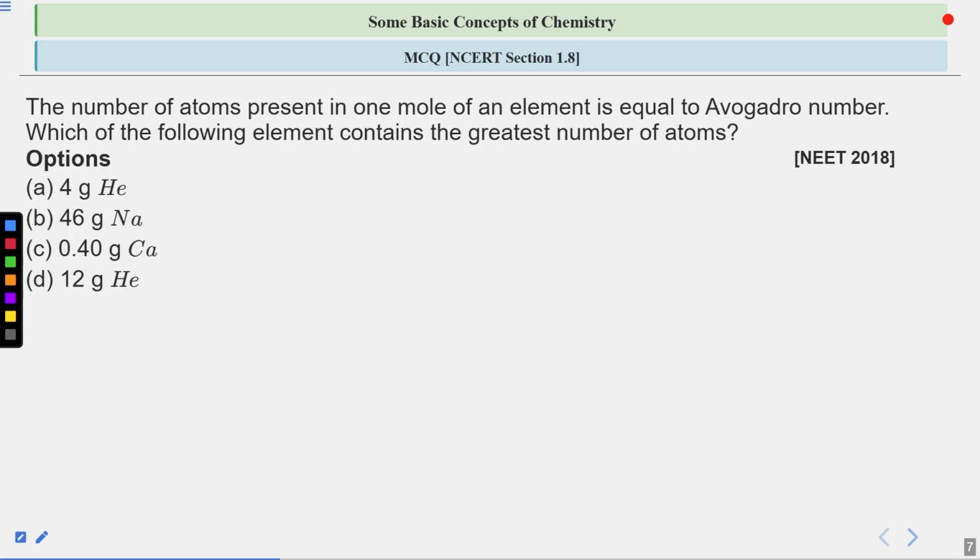This was asked in NEET 2018, and a similar type of question was asked in 2024, not the exact one, but a similar one. You have to calculate the number of atoms present in given amounts of an element. We have 4 grams of helium, 4 grams of sodium, 0.40 gram of calcium and 12 grams of helium. You have to calculate which has the greatest number of atoms. Your time to solve this question starts now.